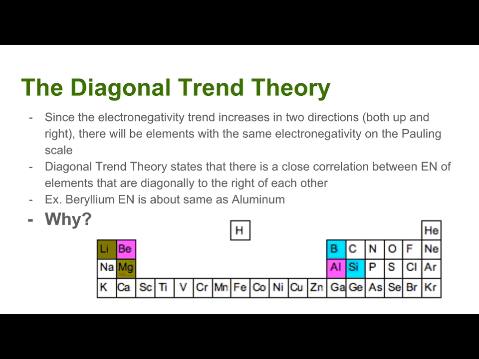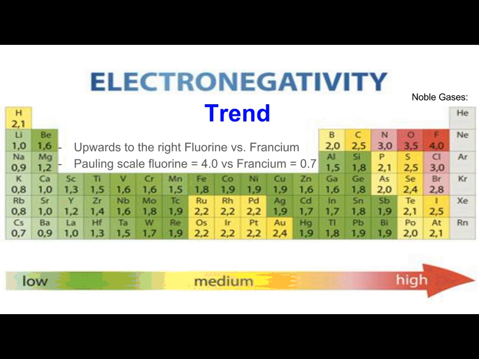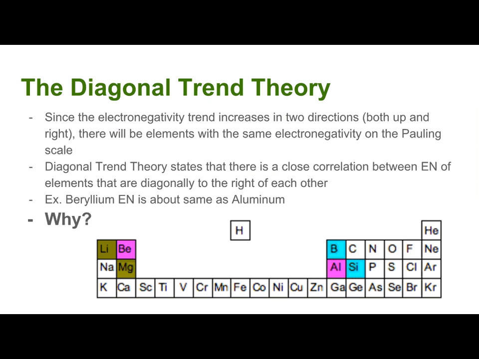Okay, so there is a theory called the diagonal trend theory. It's not an exact pattern, it's more like a correlation. Metallic atoms have a correlation between the electronegativity between this and this. As you can see, since it increases right and up, like that diagonal, that diagonal line might have similar electronegativity values on the Pauling scale. So why?